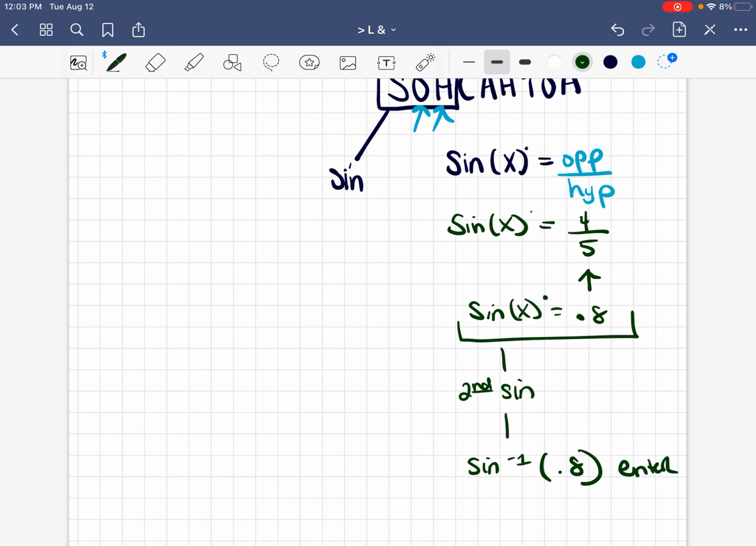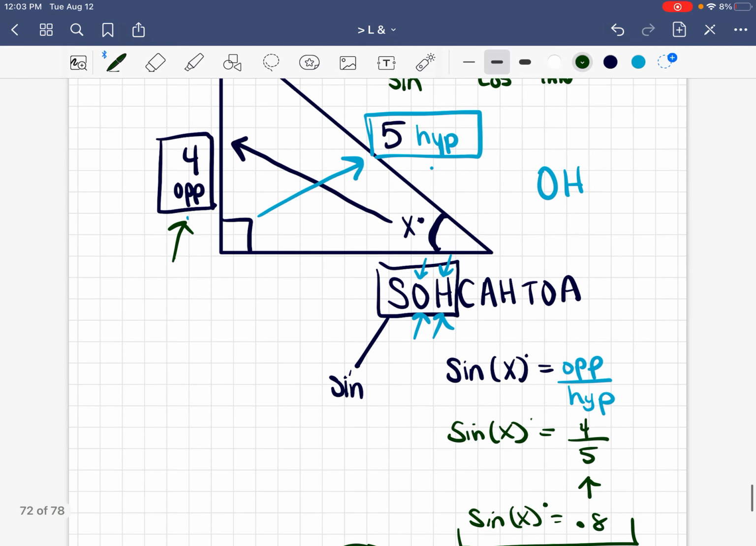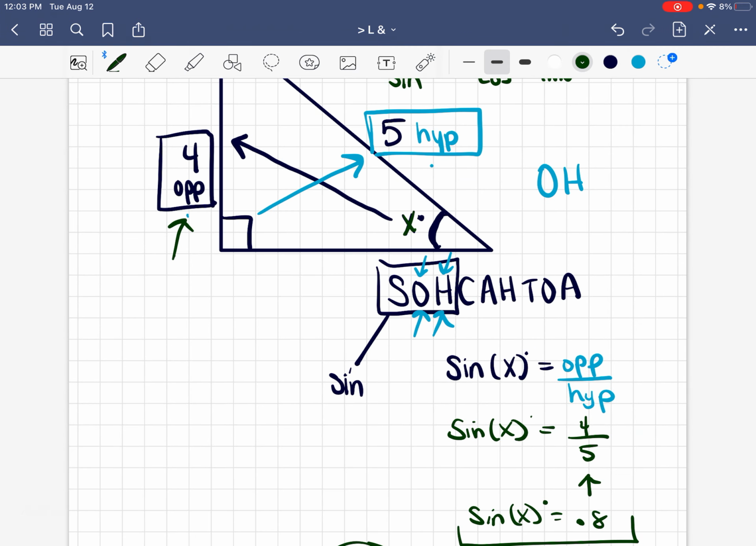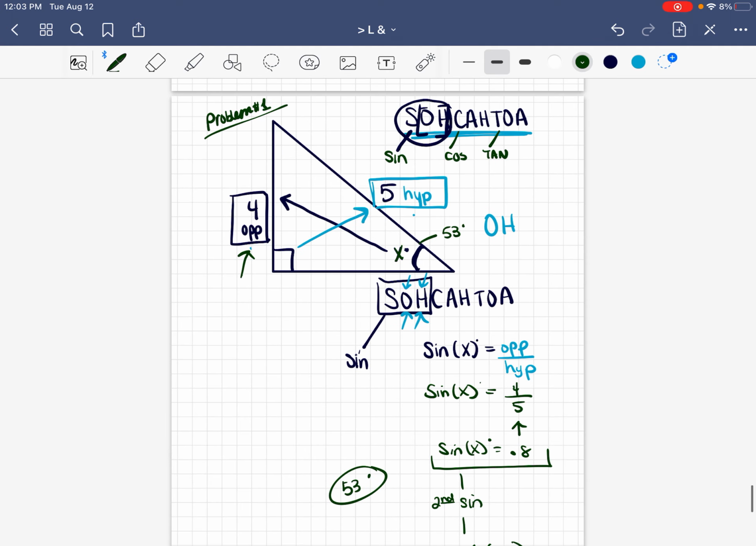After you hit enter, you should get 53.13. What is this equal to? Well, it's 53 degrees, which is equal to our angle X. So our angle X would be 53 degrees. Okay, so we found our first problem.